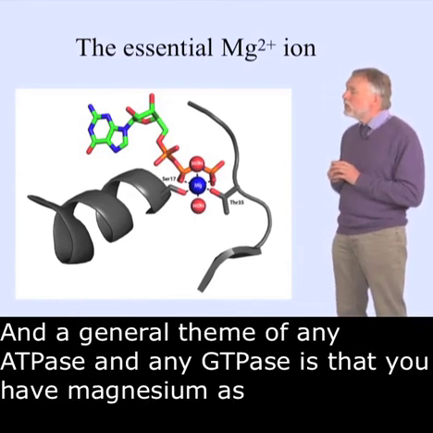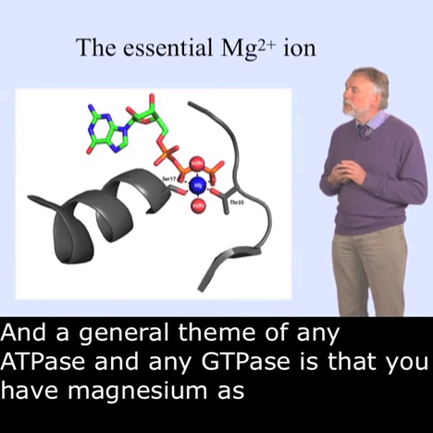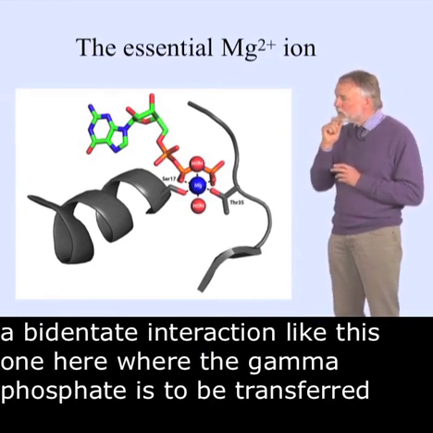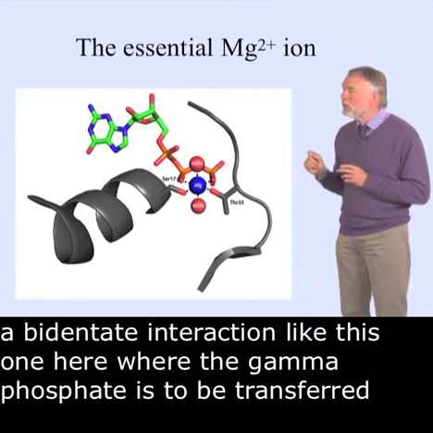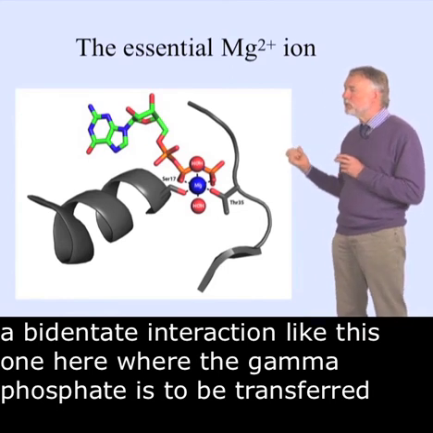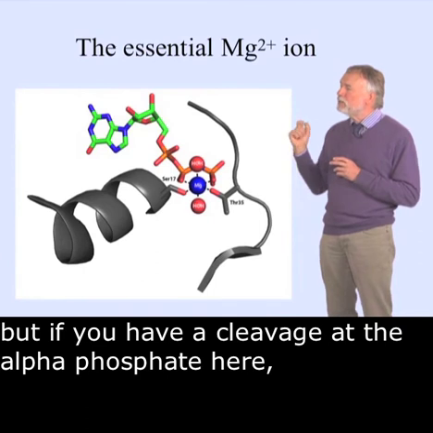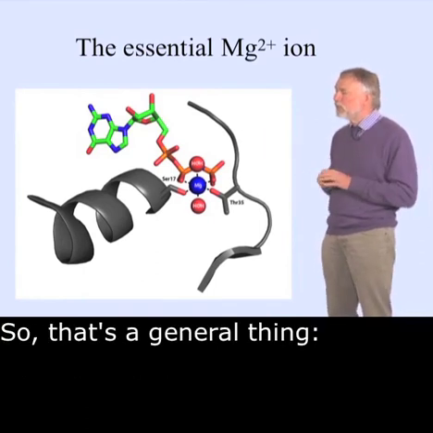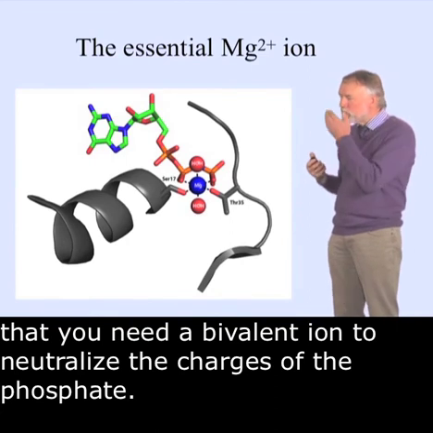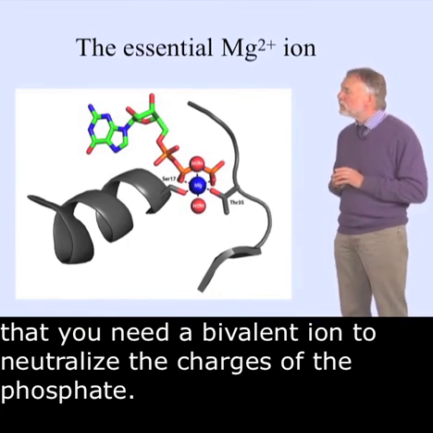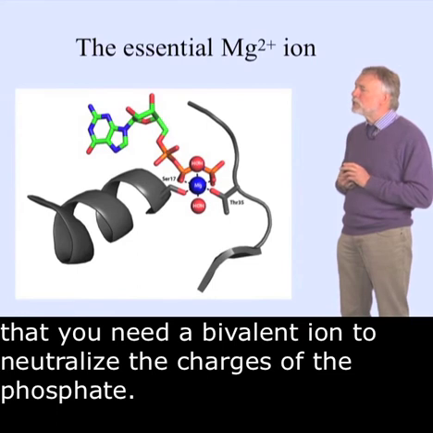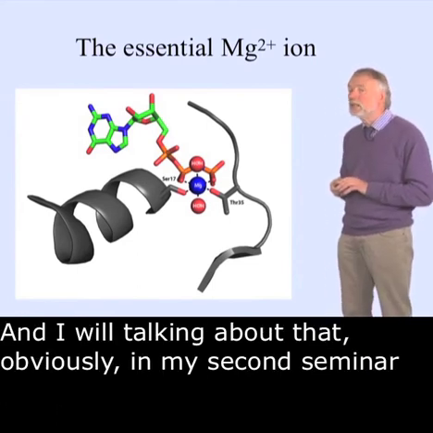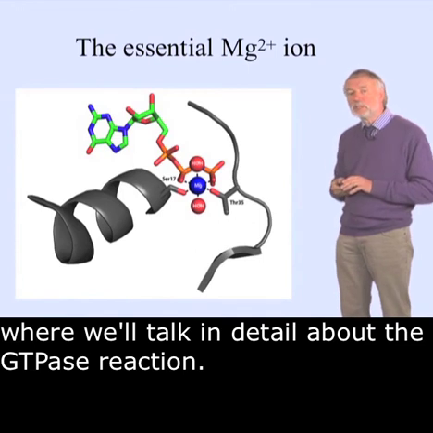A general theme of any ATPase and any GTPase is that you have magnesium in a bidentate interaction like this one when the gamma phosphate is to be transferred. But if you have a cleavage at the alpha phosphate, you have magnesium sitting between alpha and beta. So that's a general thing, that you need a bivalent ion to neutralize the charges of the phosphate. I will be talking about that in my second seminar. We'll be talking in detail about the GTPase reaction.